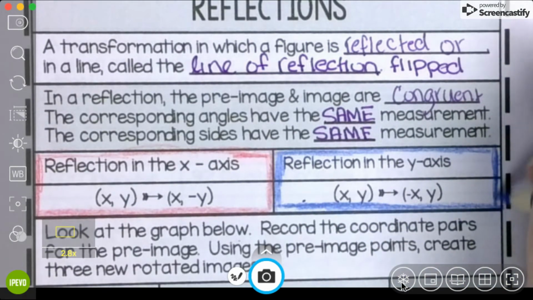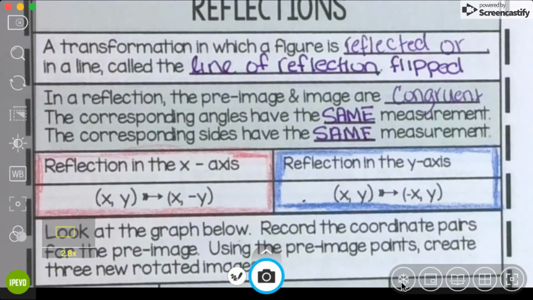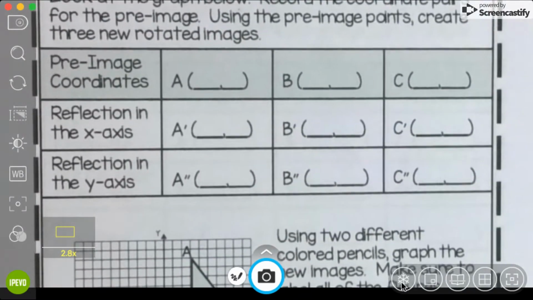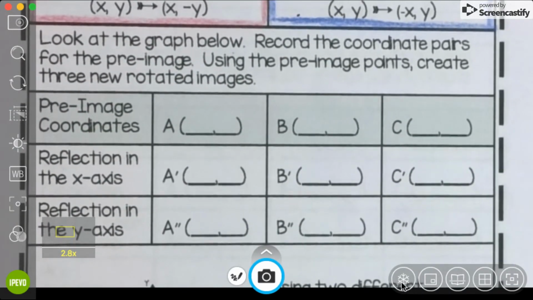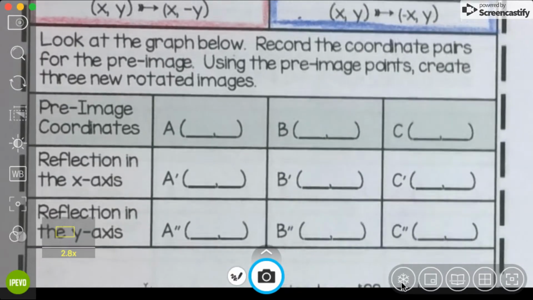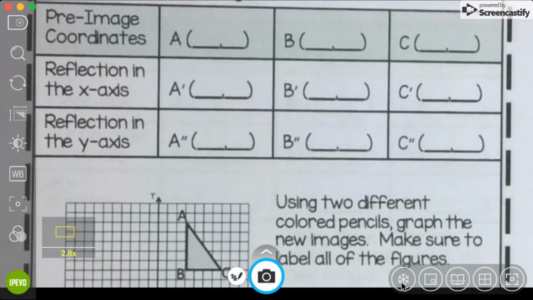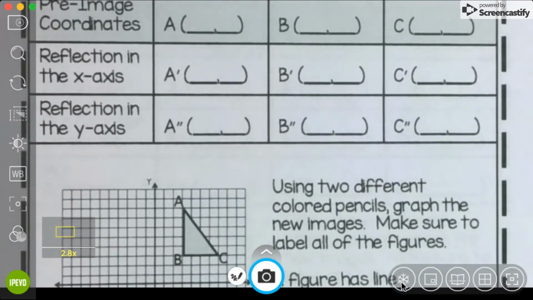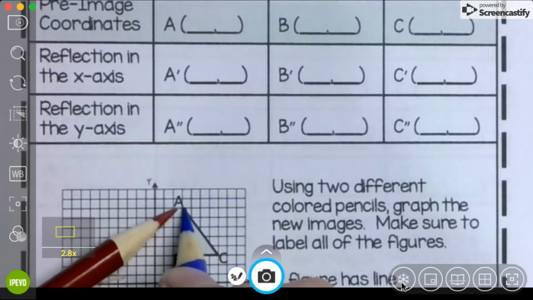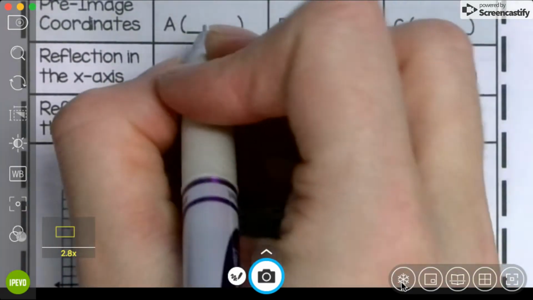All right? So we are going to start here with the pre-image coordinates. Find A. I don't know if I'm going to be able to fit this all. Okay, that's not bad. All right. Find A. So, 1, 2, 3. 1, 2, 3, 4, 5, 6, 7, 8. So it should be at 3, 8.